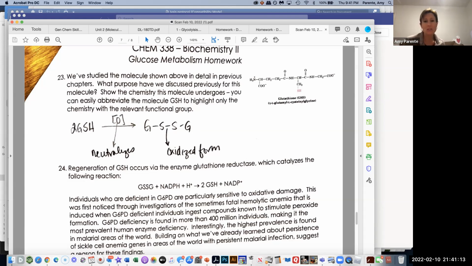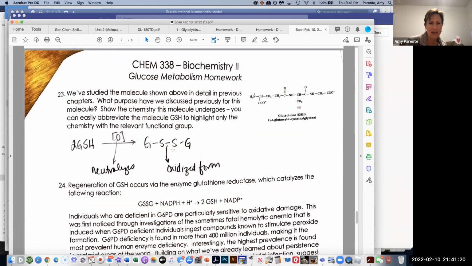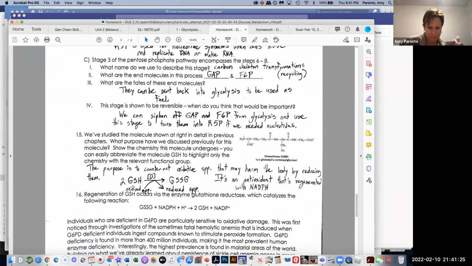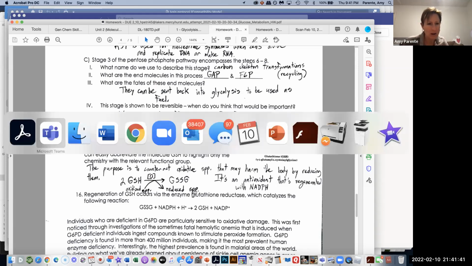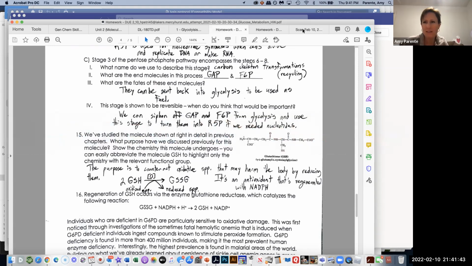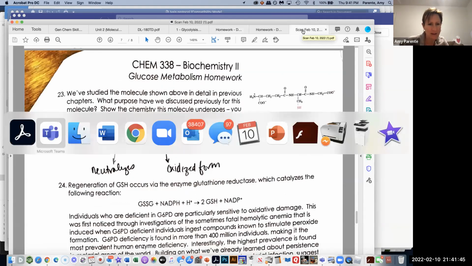Now, it would be really wasteful if this was a once and done kind of molecule in your body. So what's not specifically shown here in my key is that we can take glutathione in its oxidized form and make it back into its reduced, free glutathione form by NADPH. I probably actually have that here.